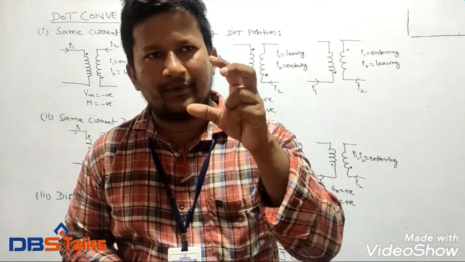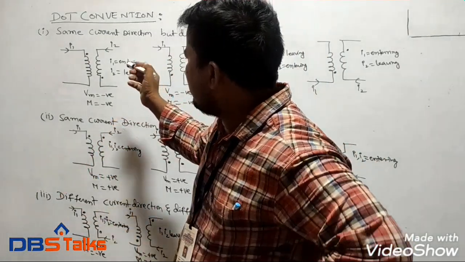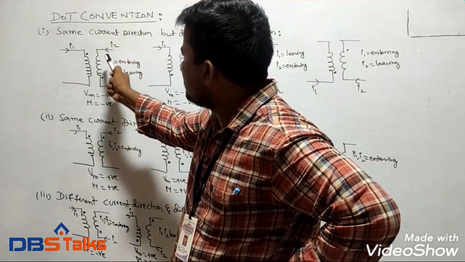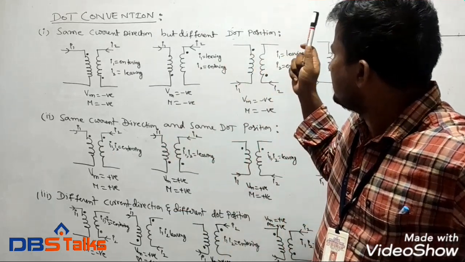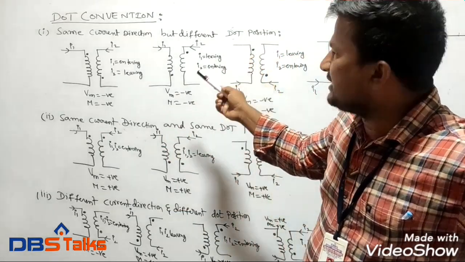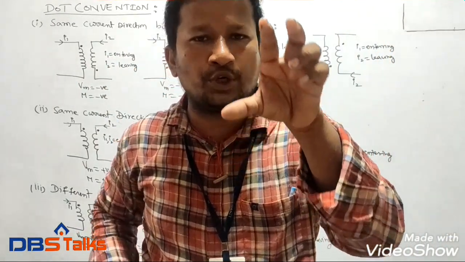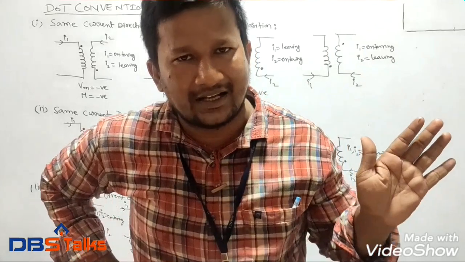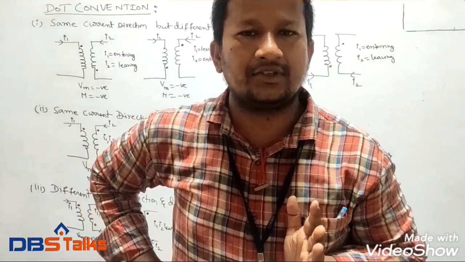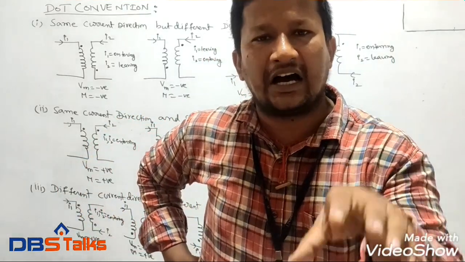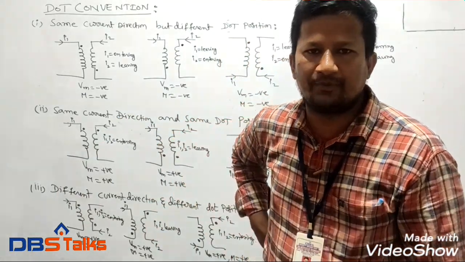Generally, the dot convention is determined with the help of current leaving or current entering, and the dot position, mainly the current direction. In both circuits, both currents may be leaving or both entering, or one current leaving and one entering. So depending upon the current directions, we have to tell the correct polarity of the mutual induced EMF.